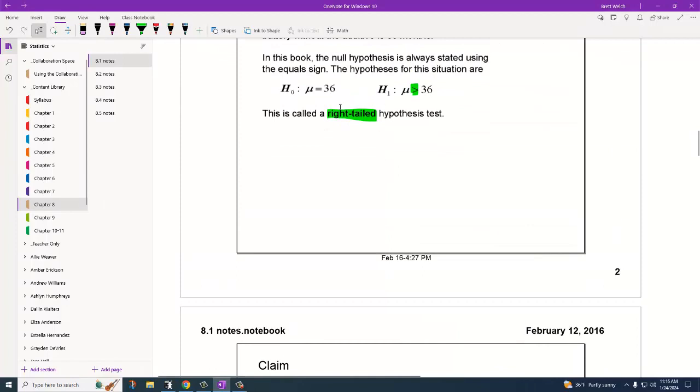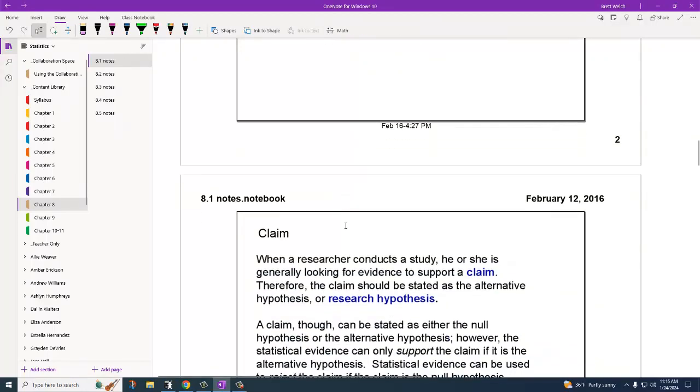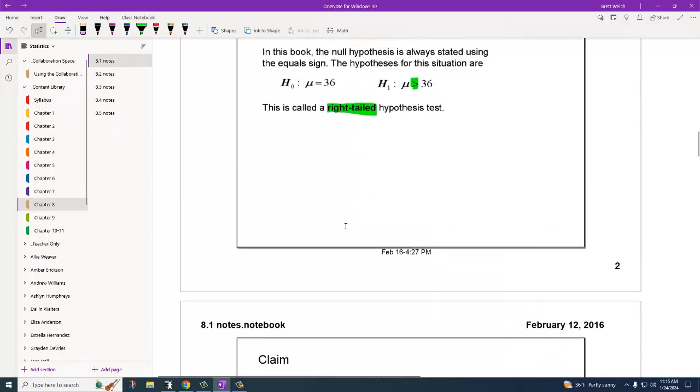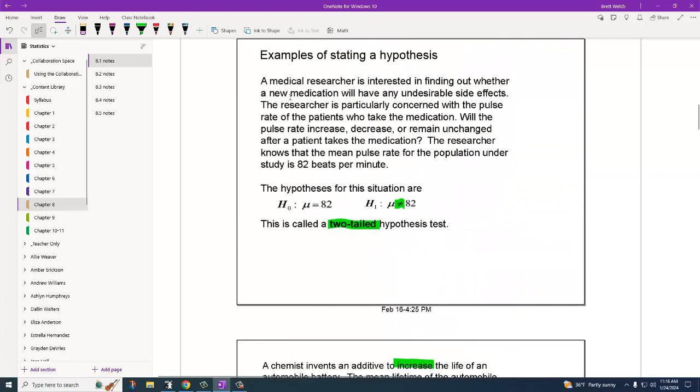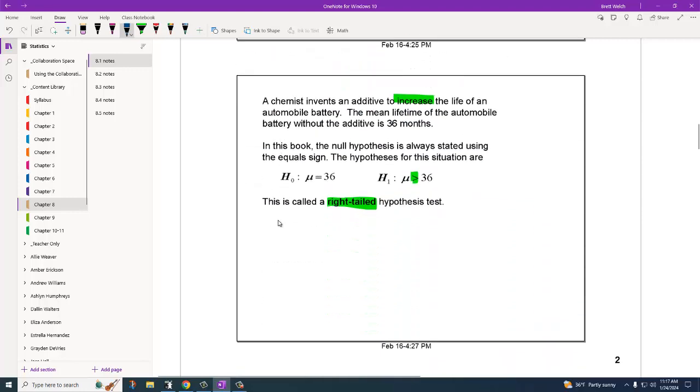When we make these two statements about our hypotheses, one of them is going to be listed as the claim, the thing that we're trying to get evidence to support. So here, the researcher may say, I don't think this medication is going to affect the person's heart rate, and so I'm going to claim that the null hypothesis is true. That's maybe an example of making a claim. Down here, this person wants to prove that it makes the batteries better. So the claim would be the alternative hypothesis.